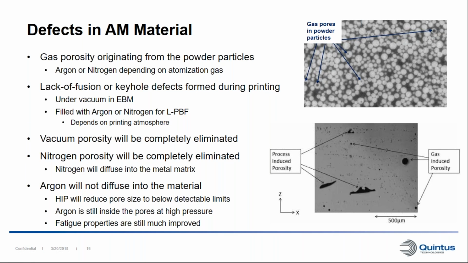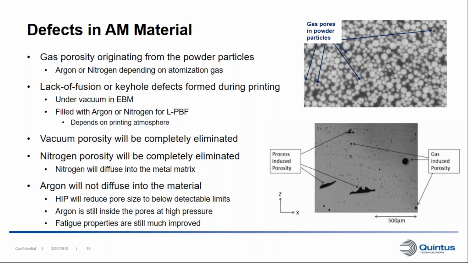And these gas pores in the powder will actually stay in the as printed material. So for example, here we can see one of those porosities that's remaining in the as printed material. Depending on what gas we're using for the atomization process will be whatever these pores are filled with. We can also have lack of fusion defects or keyholing defects that are formed during the actual printing process.